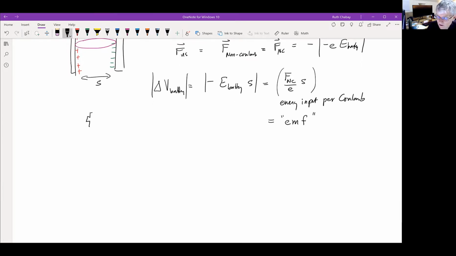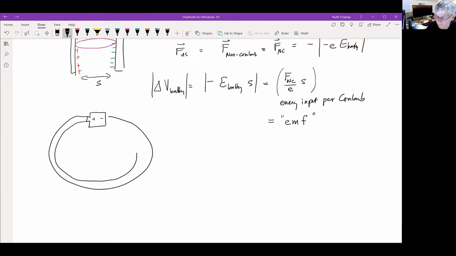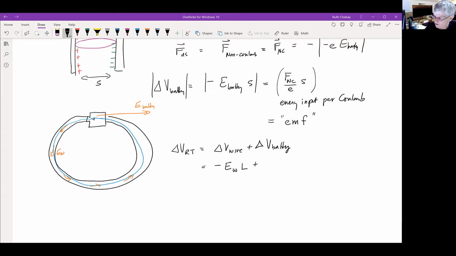So if we just use a round-trip potential difference reasoning on this circuit here, we have to take into account two electric fields, the electric field in the battery and the electric field in the wire. And so if we take a path that starts at the positive end of the battery and goes all the way to there, then we know that delta V round trip is equal to the potential difference across the wire plus the potential difference across the battery. And that's equal to minus E wire times the length of the wire. And this is equal to the EMF of the battery.